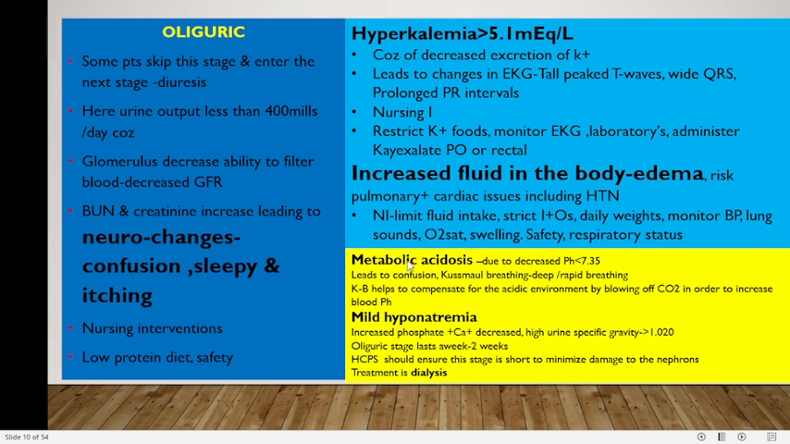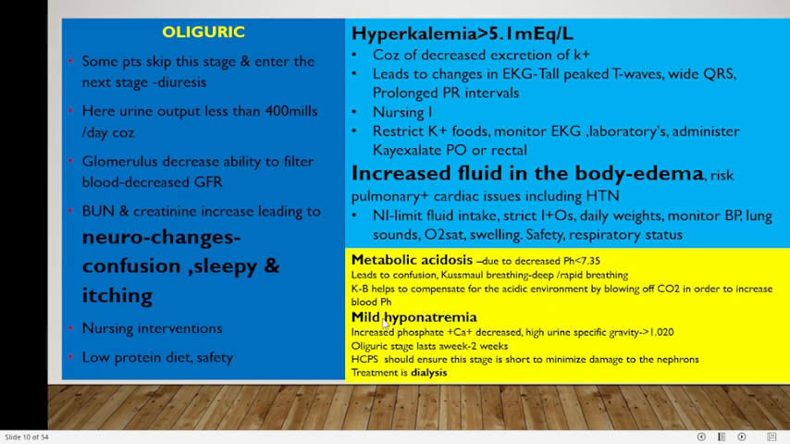Another problem that normally results from patients with oliguric phase, because of accumulation of those wastes, normally leads to metabolic acidosis. So this one is due to the decreased pH. Remember the normal pH we talked of 7.35 to 7.45. So when there is metabolic acidosis, how does the patient present? The patient will present with confusion. Patient will present with Kussmaul breathing. This is deep, rapid breathing, and this normally is a compensatory mechanism so that the patient is able to blow off carbon dioxide that is accumulating in blood.